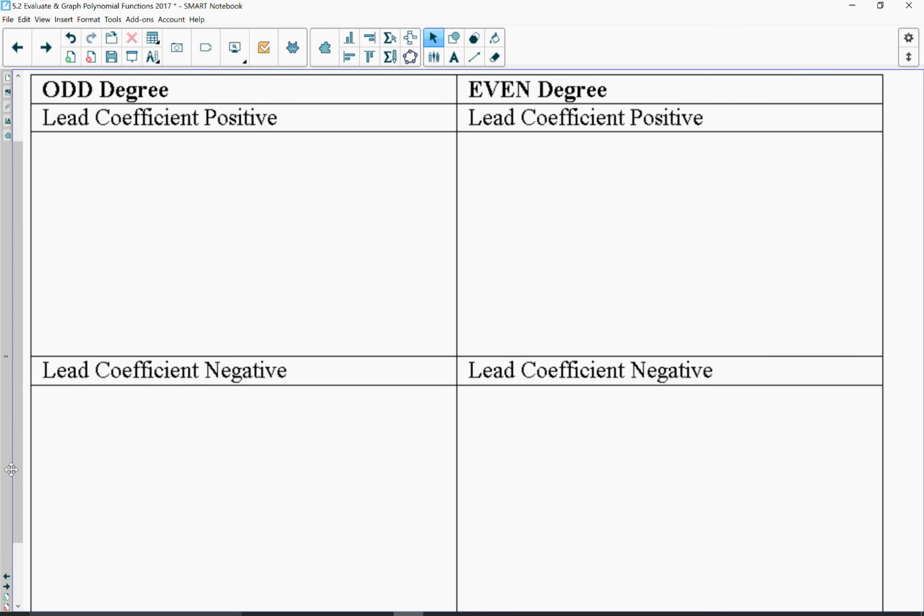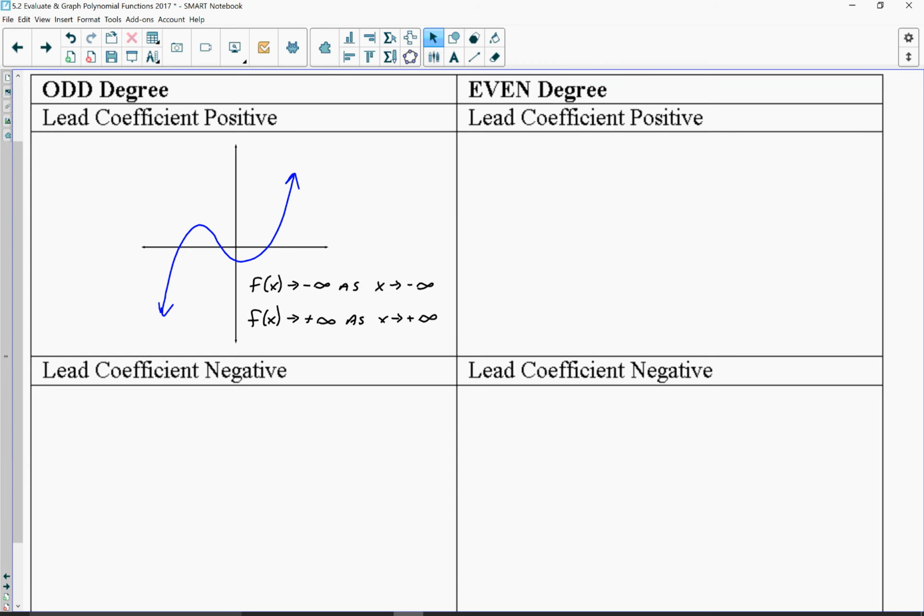If you have an odd degree function, remember we wrote earlier that the ends of the graph point opposite directions. So just with a positive lead coefficient, that graph would take this shape. So from the left to the right, it's going up. There may be a hill and a valley in the middle. But then our end behavior I have written down here in the black is that the graph itself is going down, so f of x is approaching negative infinity as x approaches negative infinity. So what that basically says is as I move further left on the graph, that blue graph would keep going down and down and down.